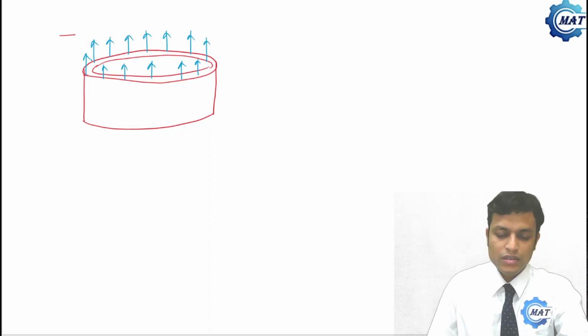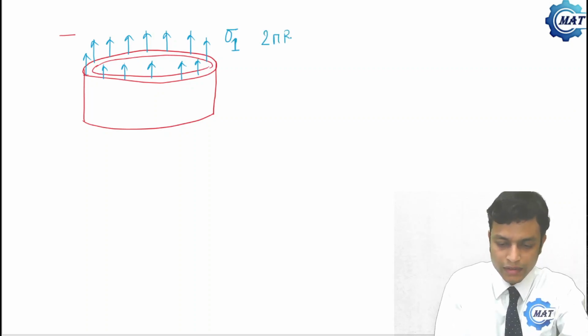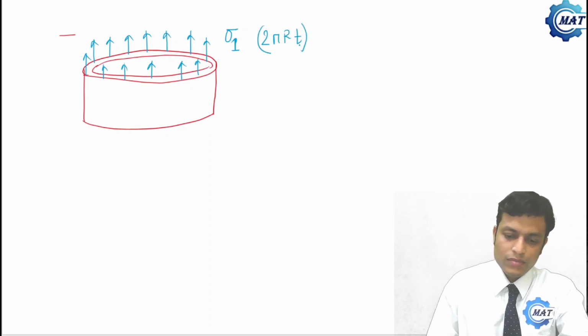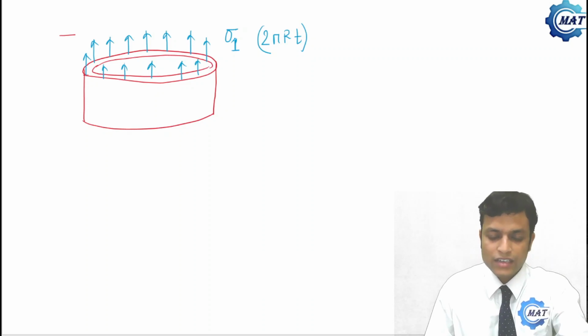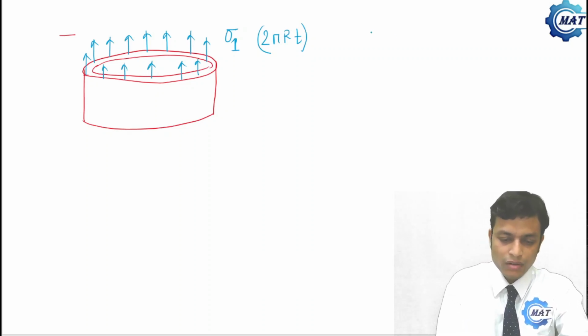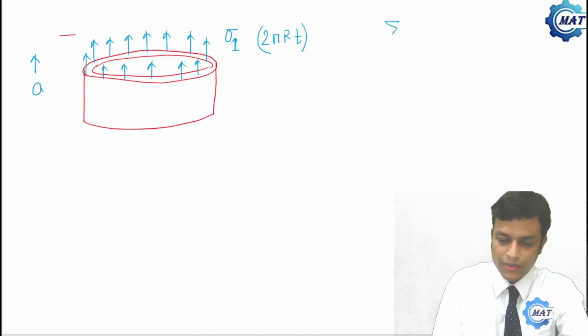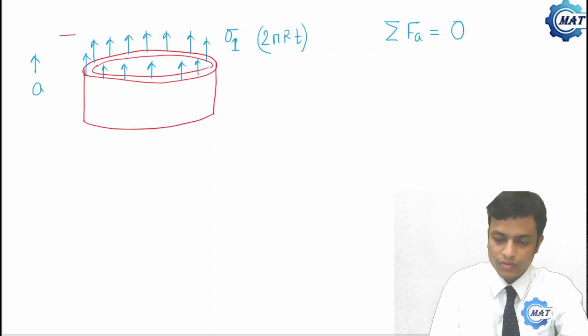Sigma 1 is acting on this area. So this is sigma 1 or sigma A, and what is the area? 2 pi r into t. So this is the force due to axial stress. Now we have to balance force along the axial direction. Say this is the axial direction. So at equilibrium, all forces along the axial direction must be 0.